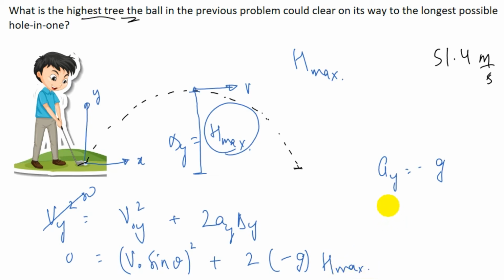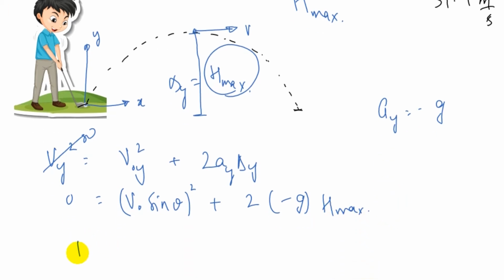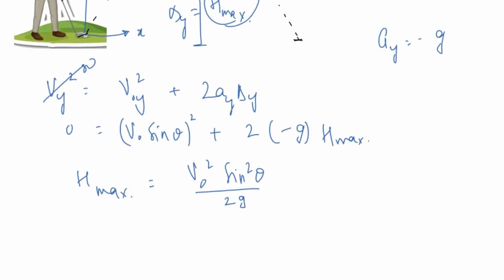We can rearrange the terms to find the expression for h max. H max comes out to be v naught square sine square theta over 2g. So this is the formula we obtained in our previous videos. Okay, now we can put in the values. Now one more thing, there's a catch here. What would be the value of theta?